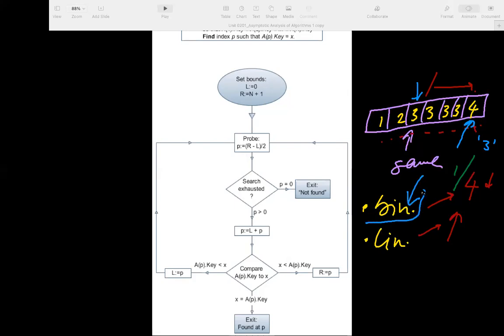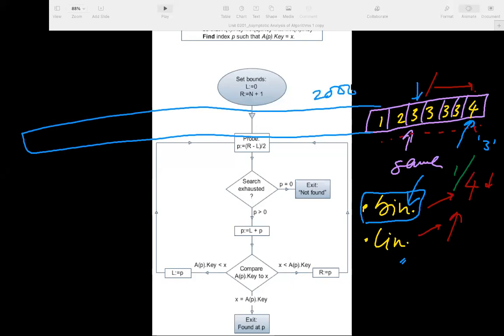Therefore, we will choose binary search over linear search, because we know that as this grows, if in place of 4 we have 2000 elements or maybe 10,000 elements, and we are searching for the last element, then what is going to happen? In this particular case, binary search is going to take less time. So as the input grows, binary search is going to take less time. Therefore, its time complexity is going to be lower than the time complexity of our linear search algorithm. Does that answer your question?